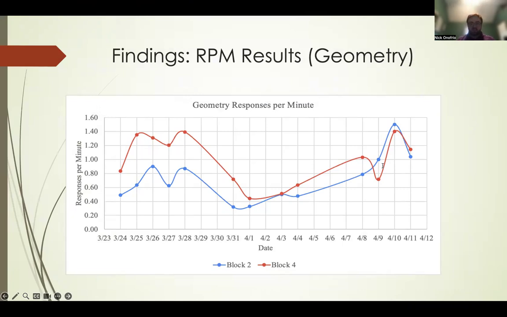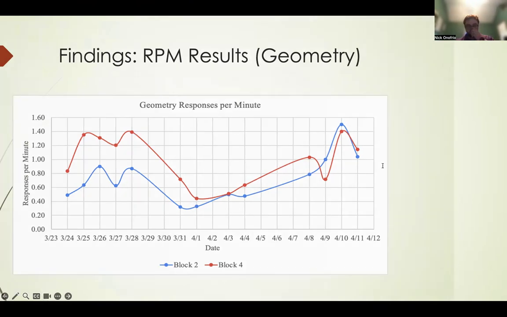When looking at the ratings per minute results for my geometry, even though my block 2 geometry started with fewer responses, they ended with higher, showing that they likely had larger benefits on classroom participation from number talks. I also found that they were providing more explanation at a deeper level when they were answering as opposed to my block 4.